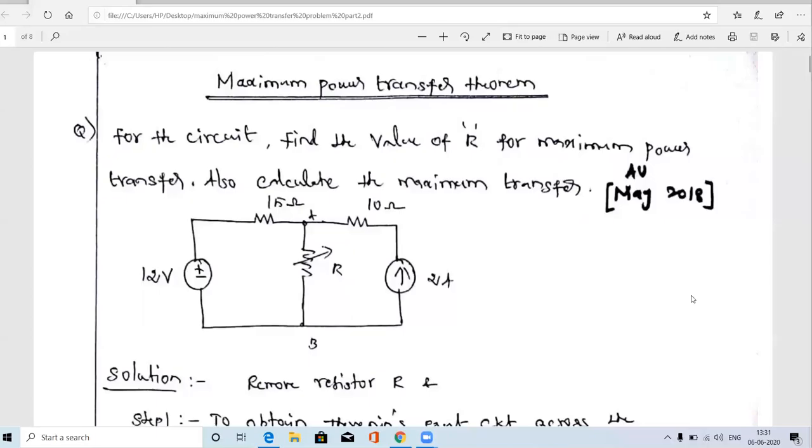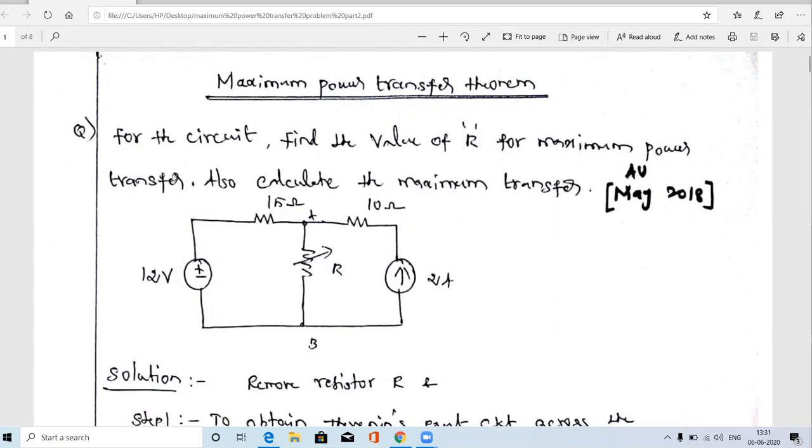Welcome to my channel. In this video we are going to solve a problem related to the maximum power transfer theorem. Okay, so we already solved many problems using Thevenin's, Norton's, and superposition theorems. Now we are going to solve a problem using the maximum power transfer theorem.